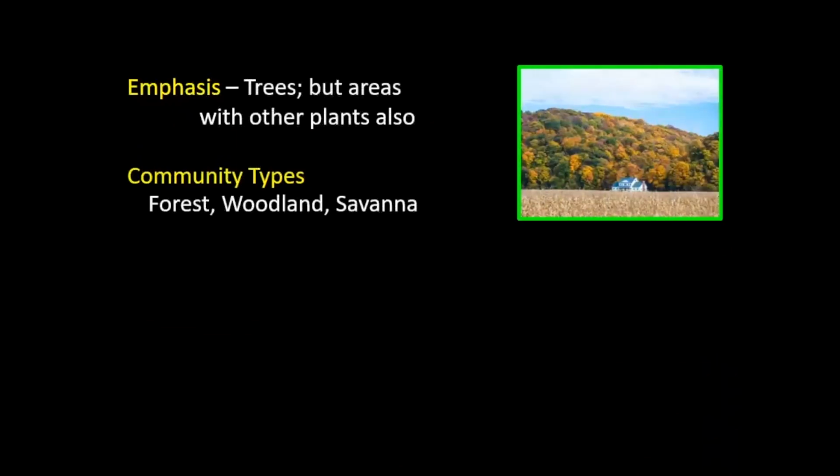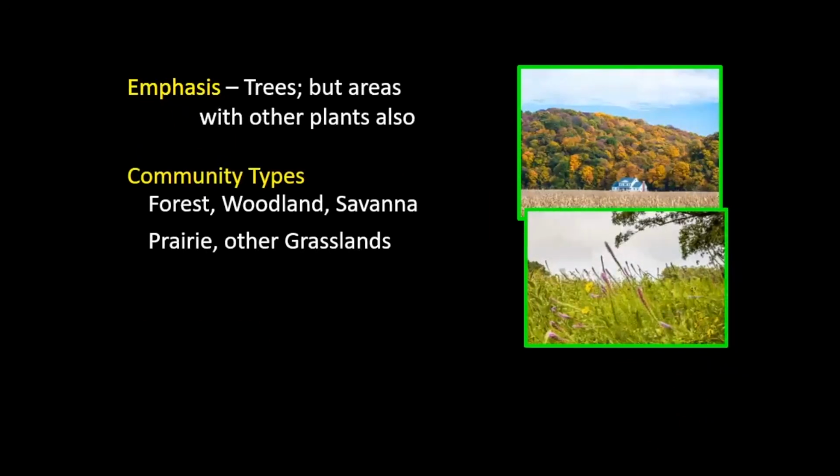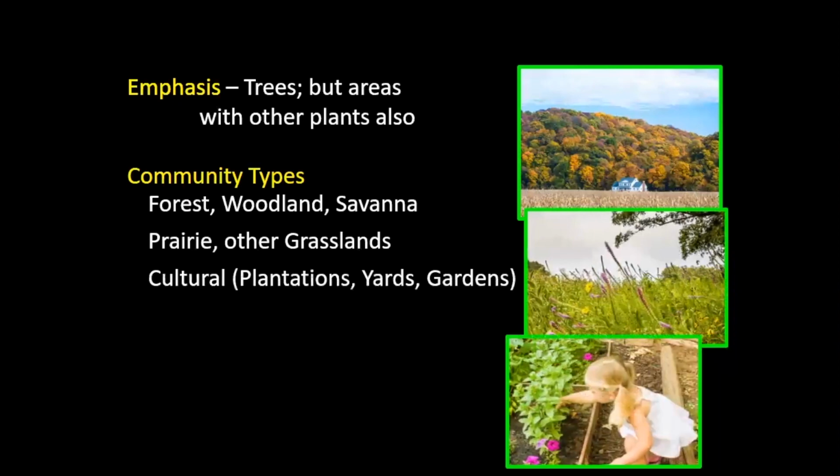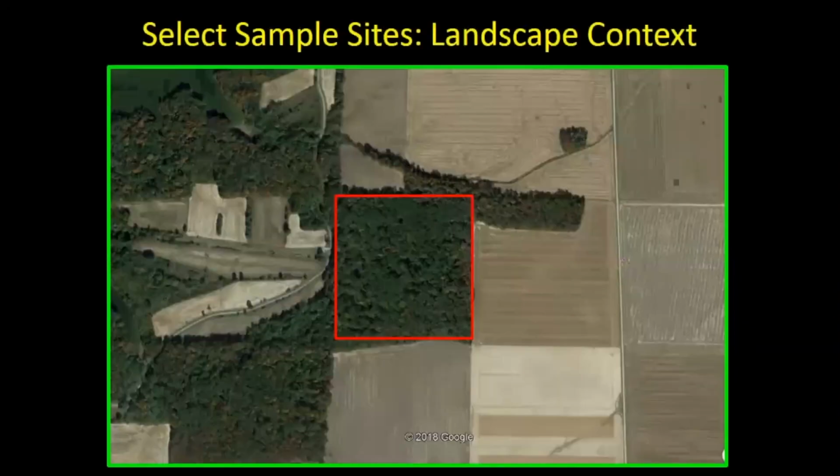So we certainly are thinking about, in terms of wooded areas, forests, woodlands, and savannas. We certainly are not ruling out and would like to look at prairies and other grasslands as well for these symptoms. They certainly will show up there. I've given you a couple of examples already of injured plants. And then finally, we're also looking at cultural areas like plantations or yards or gardens. You can also report on these kinds of areas as well.